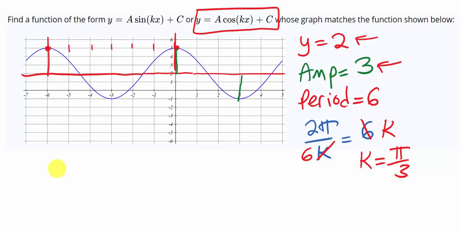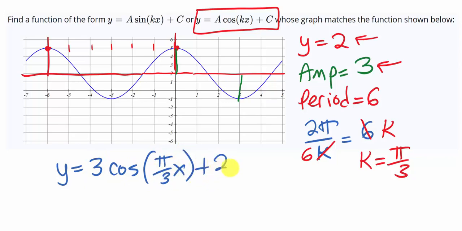So let's go ahead and write our function. It's going to be y equals 3 cosine of pi thirds x plus 2.